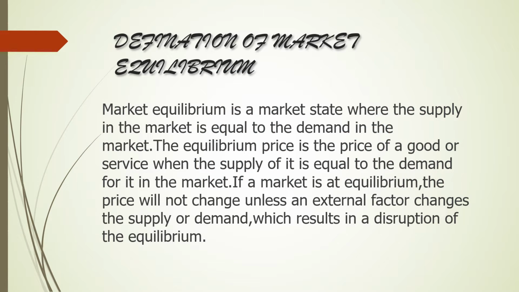Before that, we will start with the definition of market equilibrium. Market equilibrium is a market state where the supply in the market is equal to the demand in the market. The equilibrium price is the price of a good or service when the supply of it is equal to the demand for it in the market. If a market is at equilibrium, the price will not change unless an external factor changes the supply or demand, which results in a disruption of the equilibrium.